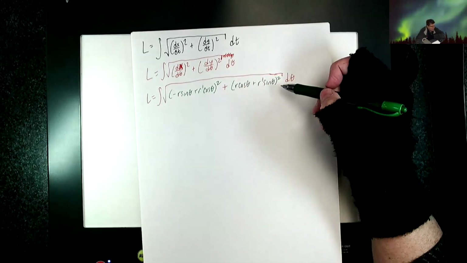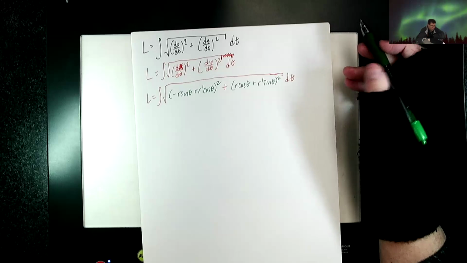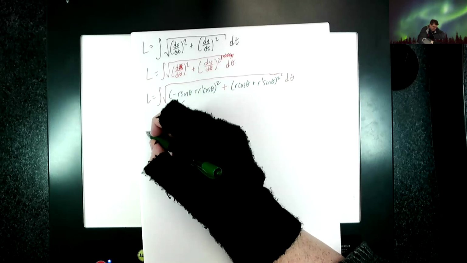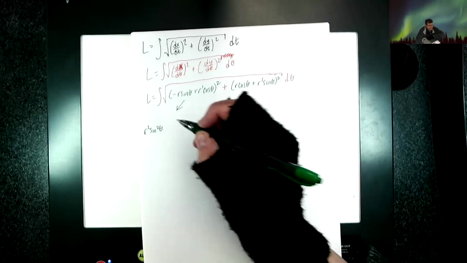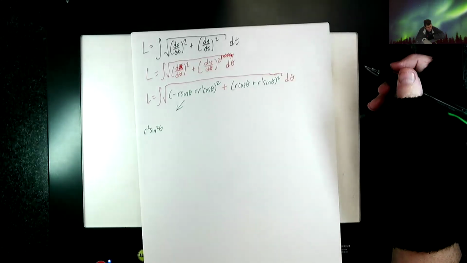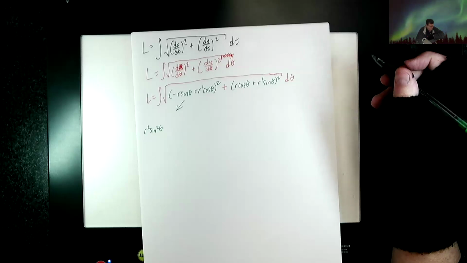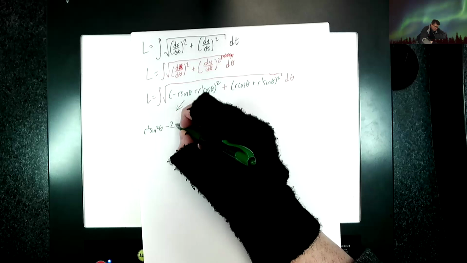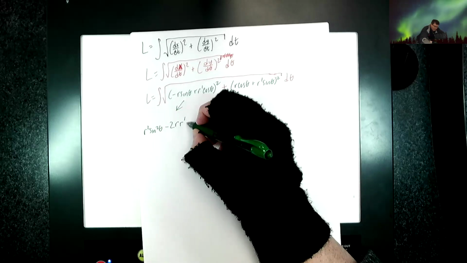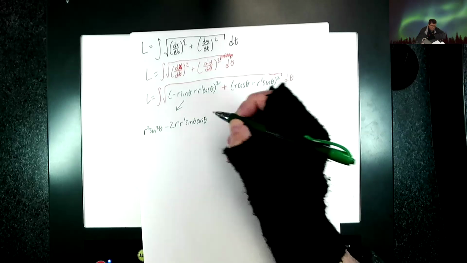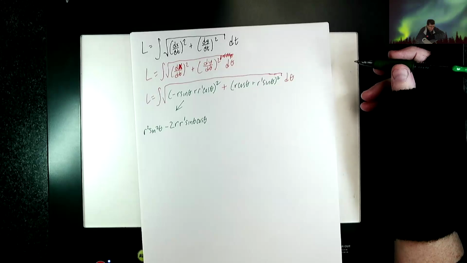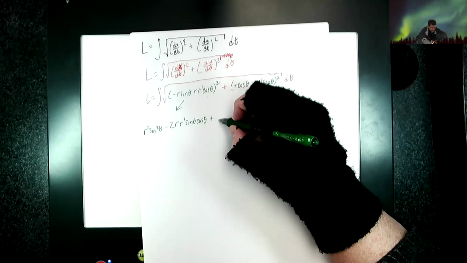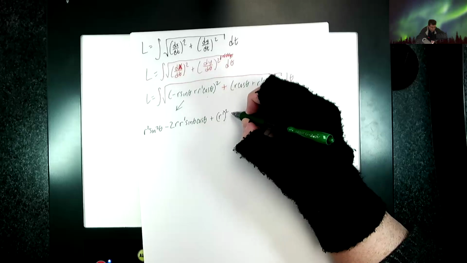Let's just figure out what this inside is before I put it back in. I'm going to ignore the integral right now, the square root. Let's square this. If I square this one, negative r sine theta squared is r squared sine squared theta. And then we have the product of the two, multiply them together, and there's two of them. There is a minus 2r r prime sine theta cosine theta. And then we have that squared is going to be r prime squared cosine squared theta.